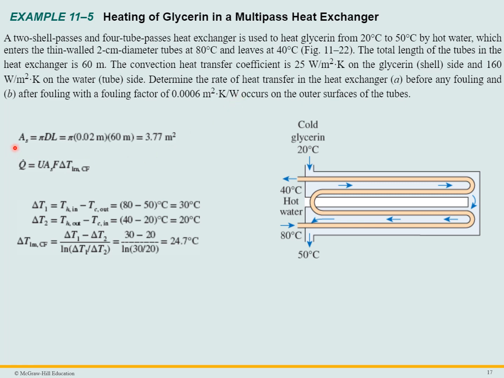So here again, we can calculate the area, pi d times L. So it's 3.77 square meters. We have our Q dot is UA, and we've got the fouling factor in here, times delta T. We can calculate delta T1 and delta T2 again. So remember how to do that. You've got these minus those. 80 minus the 50. Then you've got the 40 minus the 20. You can calculate the delta T LM.